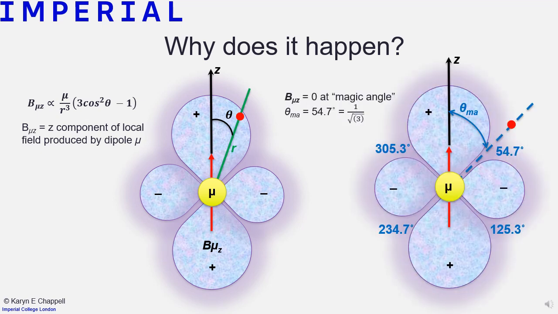In this example, the second nuclei is between the positive and the negative fields, where B mu z passes through a null point equaling 0. This occurs at the angle theta magic angle, where 3 cosine squared theta magic angle minus 1 equals 0. The theta magic angle values are known as the magic angles and occur at approximately 55, 125, 235, and 305 degrees.